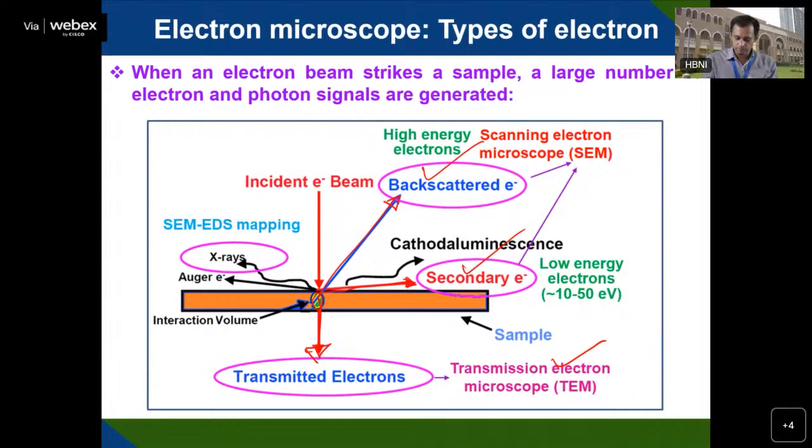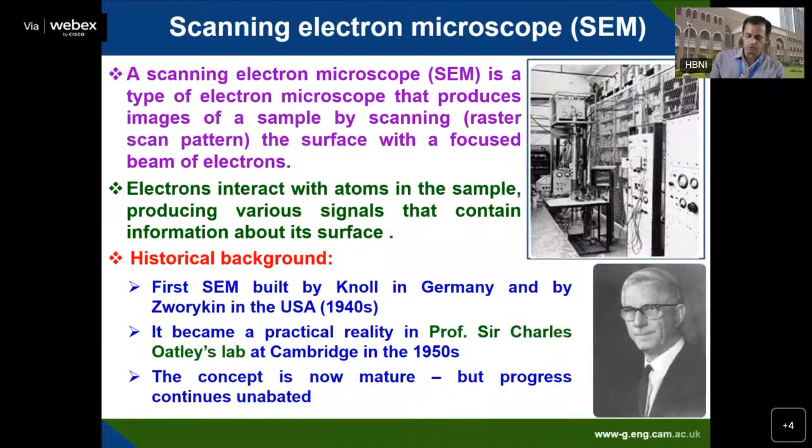Now, first coming to the scanning electron microscope. The scanning electron microscope is a type of electron microscope that produces an image of a sample by scanning across the surface. That means you have a raster scanner that scans the sample surface pixel by pixel, and a focused image is produced. The name scanning comes from the raster scan. The electron interacts with the atoms in the sample, producing various types of signals that contain information about the material, like the backscatter or secondary electrons coming from the sample. These electrons contain lots of information about the sample surface.